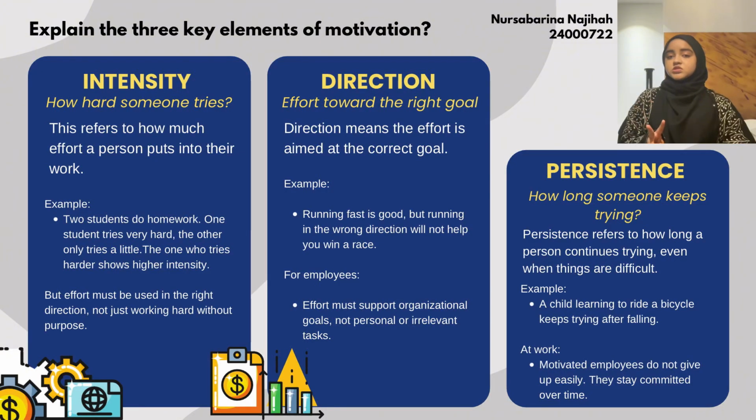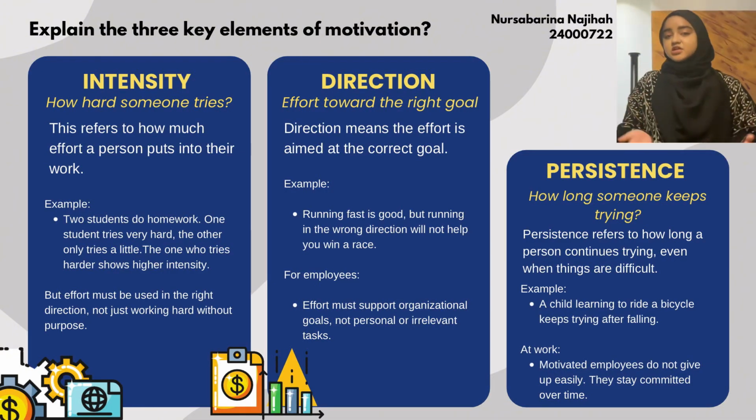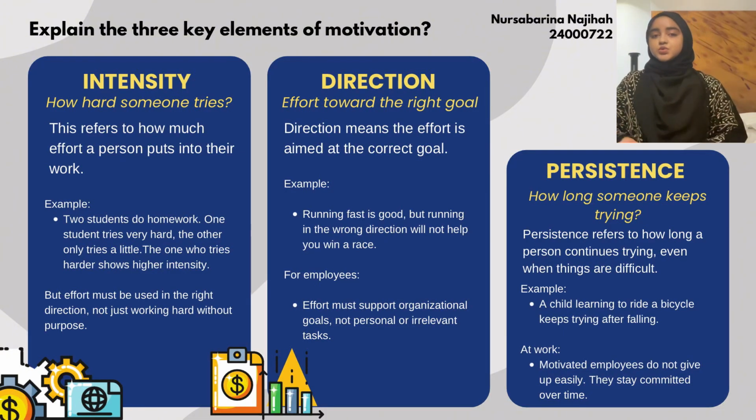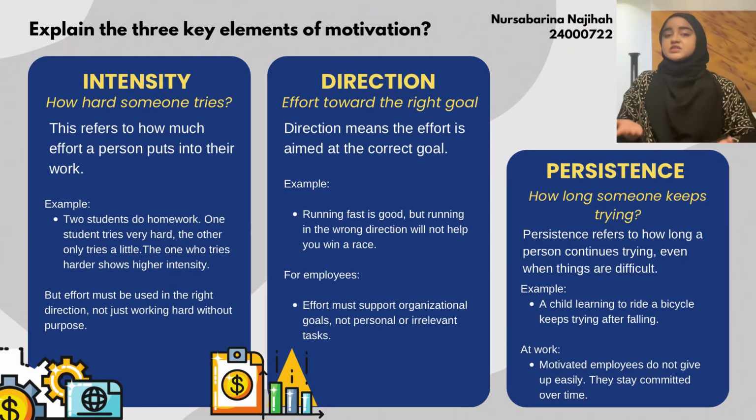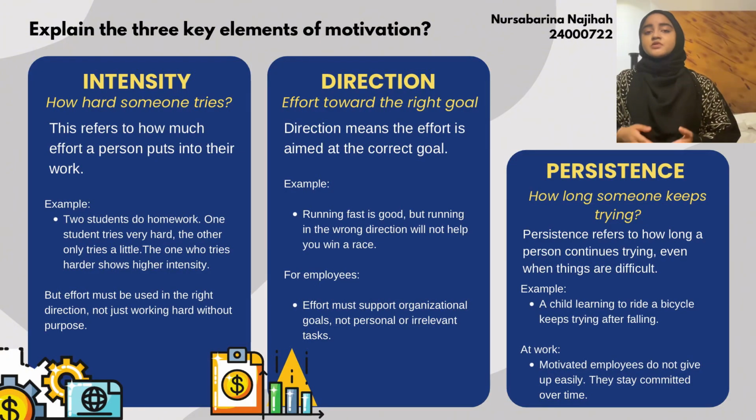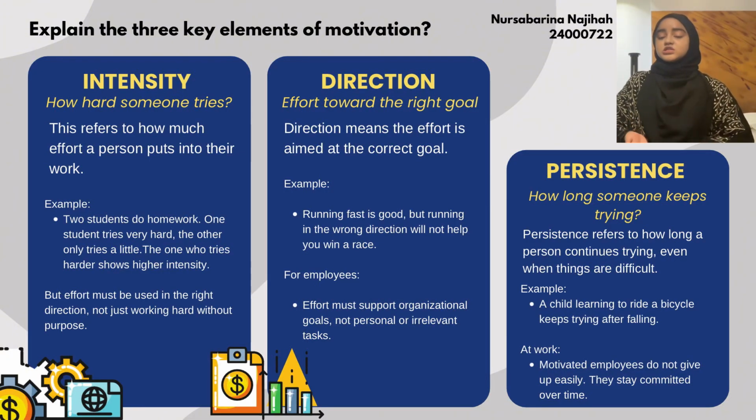Example, 2 students do homework. One student tries very hard and the other only tries a little. The one who tries harder shows higher intensity, but effort must be used in the right direction, not just working hard without purpose. Second is direction, effort toward the right goal. Direction means the effort is aimed at the correct goal. For example, running fast is good, but running in the wrong direction will not help you win a race. For employees, effort must support organizational goals, not personal or irrelevant tasks.